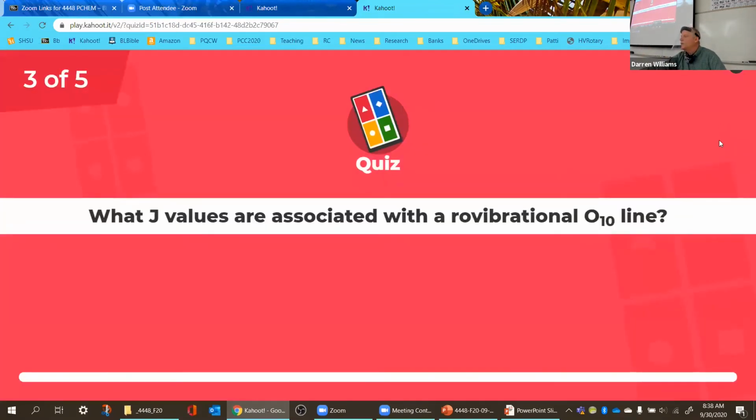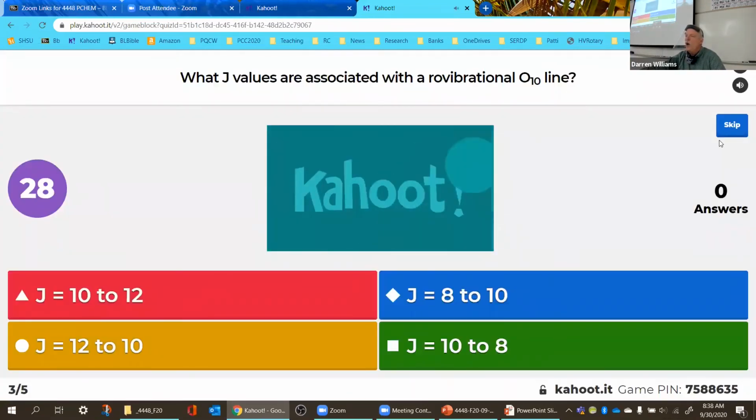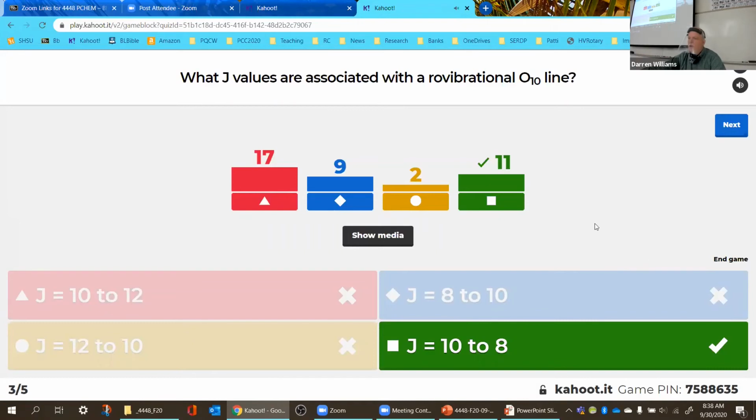What J values are associated with the rovibrational O10 line? So O10. Remember that subscript is the lower J value. And O tells you what the delta J is. Okay, so the O10, again, the 10 means you're starting at 10. So it has to either be the red or the green. And those are the two most popular answers, so that's good. And then the O tells you the delta J. So since it's an O, it's delta J minus 2.